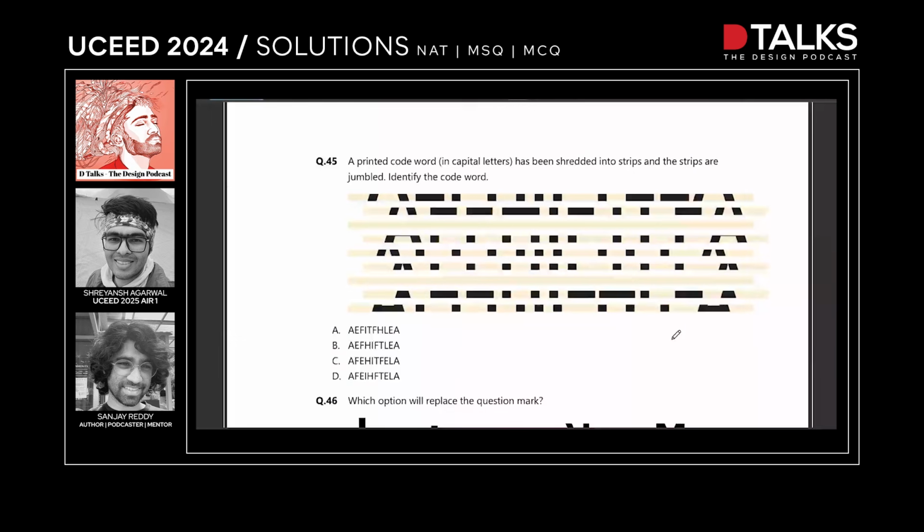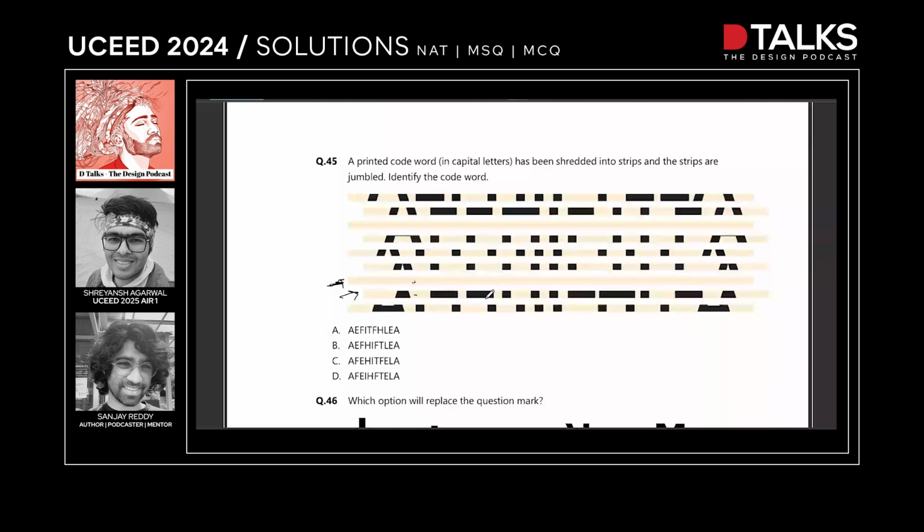A printed code word in capital letters has been shredded into strips, and the strips are jumbled. Identify the code word. So the first is definitely A, right? What you can do in this question is look at the top part. I think that will do it. This is the top part, and this is the second strip. The top part will be completely empty, and below it, whatever comes. So the first is A. Second is some letter, can be E, is fine. E or F does not matter. We are just trying to eliminate options first.